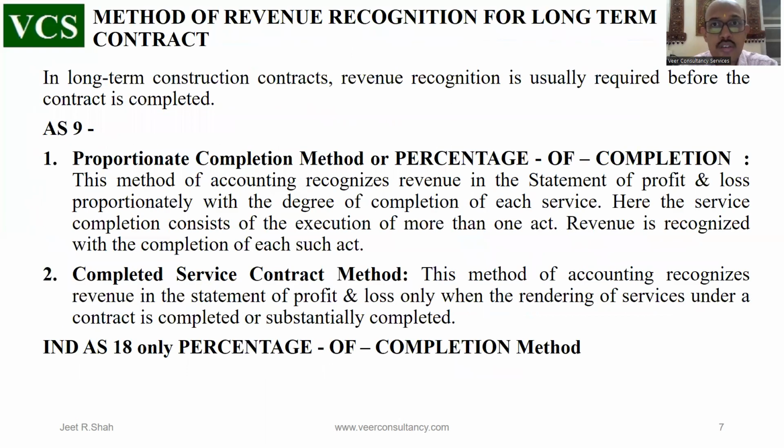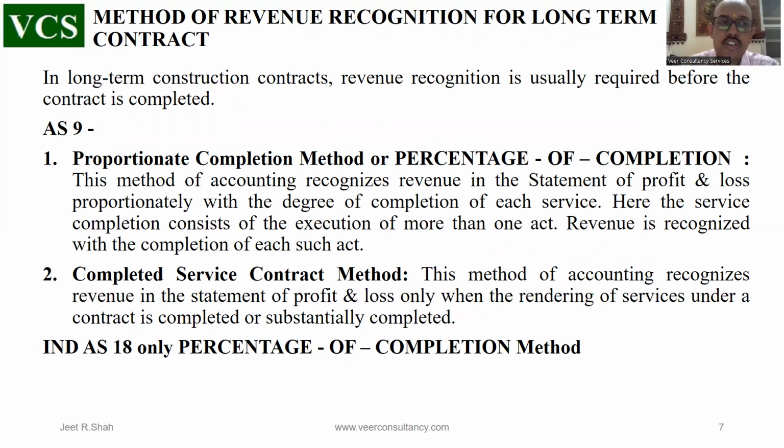And the method of revenue recognition for longer contracts is given in AS 9, if you're following accounting standards. AS 9 is the relevant accounting standard which tells you how you are going to recognize the revenue for contracts which will be there for more than 1 year. So you have a road project, or you build a dam, or you're going to erect a plant जो एक साल से ज़्यादा चलने वाला है. In such contracts, how are you going to recognize the revenue?